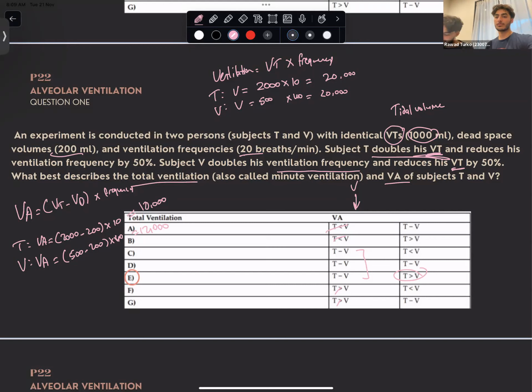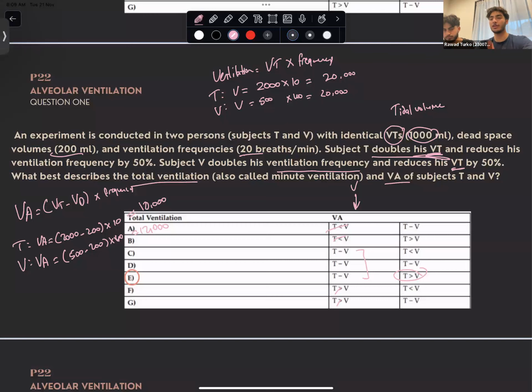If I got this question in the exam, I would be unsure. Tidal volume affects alveolar ventilation more than frequency, right? At least in this case you could say so, but that's only because we're doubling one and halving the other. The subject V we're dividing their tidal volume by 50%, while the other one, T, we're doubling to 2,000. So that's the only reason there's such a major difference.